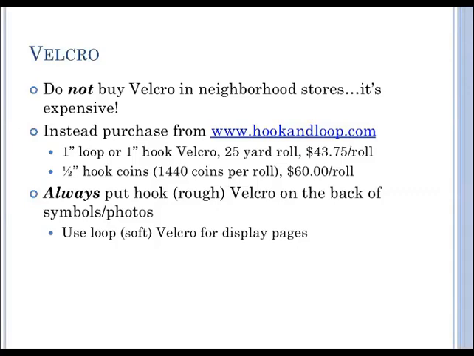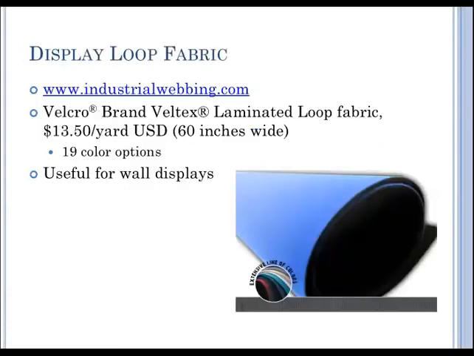and photos. And you use the loop, the soft stuff, for your display pages, for where you're going to store your symbols. And there are a bunch of reasons for that, but one of the reasons is that sometimes you might want to use display loop fabric to stick your symbols on for a large wall display. And so you have to have hook so that the symbols will attach to the fabric. Next week, when we talk about visual scheduling, I'm going to show you a portable schedule system that also uses this fabric. So you don't want to have soft Velcro on your symbols. You want to make sure the rough Velcro is on your symbols, and then just make that the general rule so that your symbols will stick to anything, okay?